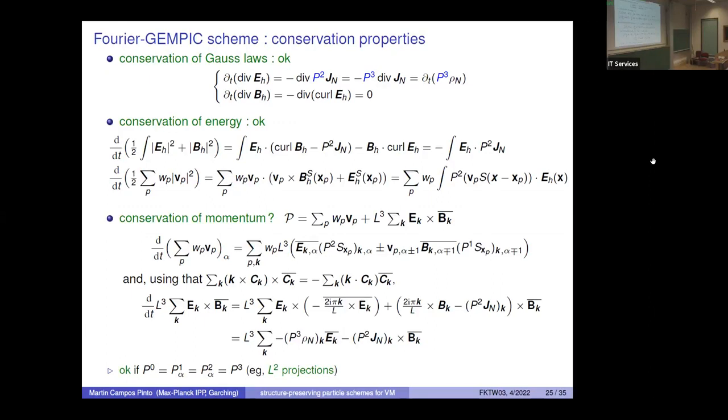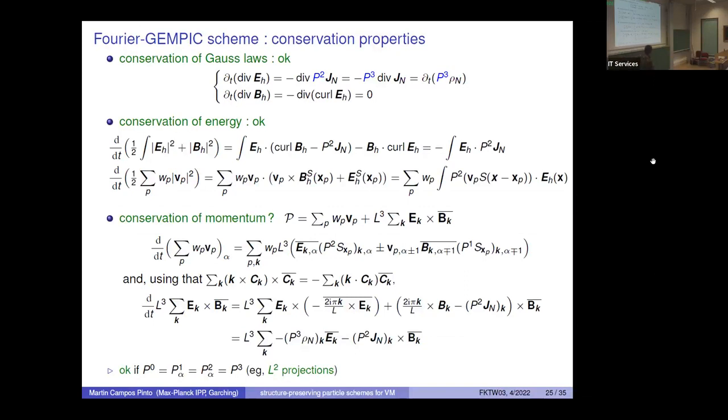If you use a grid, then you have a discrepancy between the different projection operators, and the momentum will only be preserved approximatively. But the closer you are to L2 projections, the better the conservation of momentum. So you can play with that. You have a degree of freedom here in the discrete projections with a grid if momentum is particularly important.